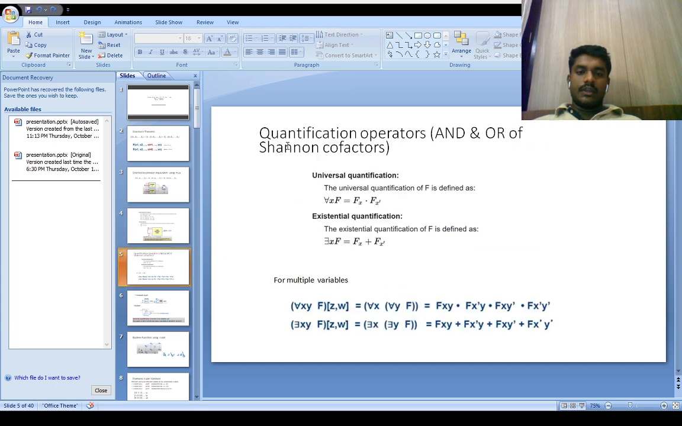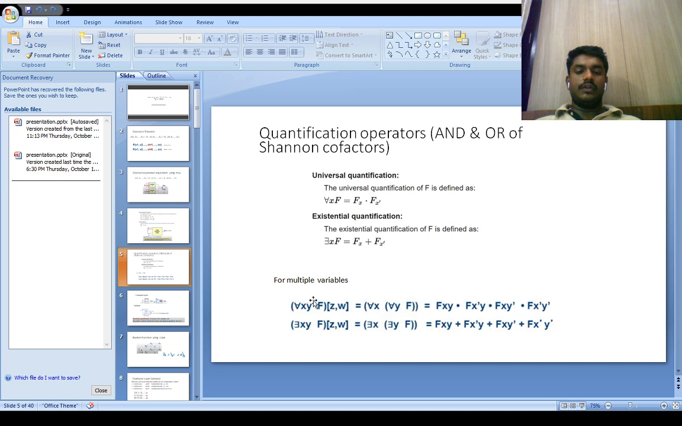Coming to the quantification operators, there are two. They are universal quantification, where for every value, f is equal to fx into fx bar, and existential quantification, where there exists, f is equal to fx plus fx bar, for multiple variables. The AND expression is used for an AND gate, and the OR expression for an OR gate, because in an AND gate every value should satisfy the condition. If both a and b are 1, then we will get the output as 1. If any one is 1 and the other is 0, we will not get the output as 1.